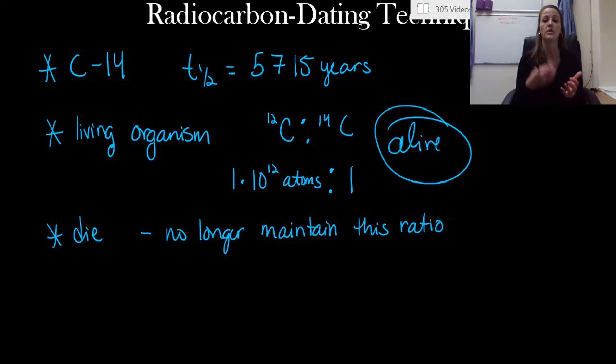Okay, so what we can see is when we find a sample, we determine how much carbon-14 there is, and then we can say, okay, we know that it takes 5,715 years in order to decrease that concentration by half. And so we just use that information to go backwards.